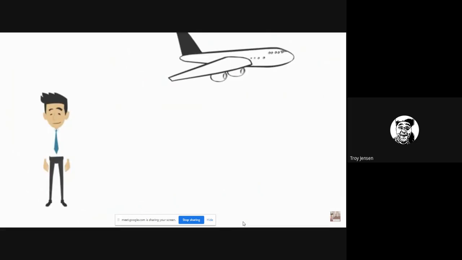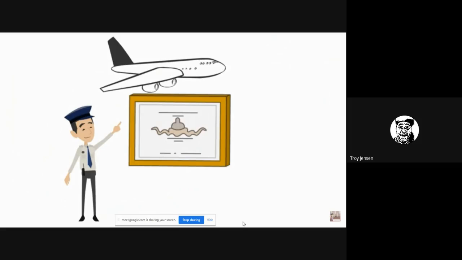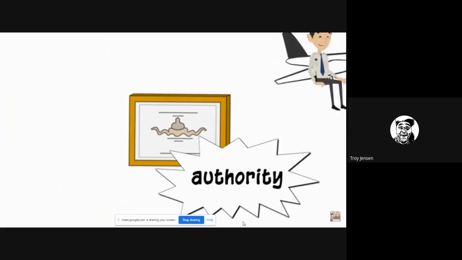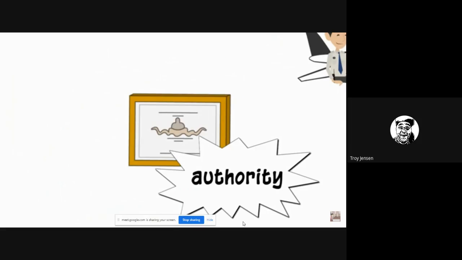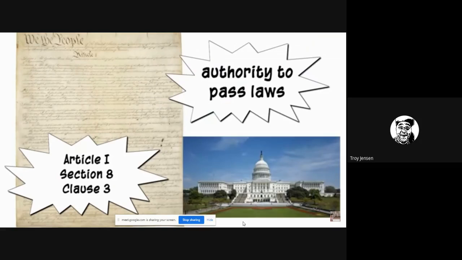Think about someone who wants to fly a jet. Before he can fly, he needs some sort of certification. And that certification provides him with the authority to fly. Article 1, Section 8, Clause 3 of the United States Constitution provides Congress with much of its authority to enact laws.